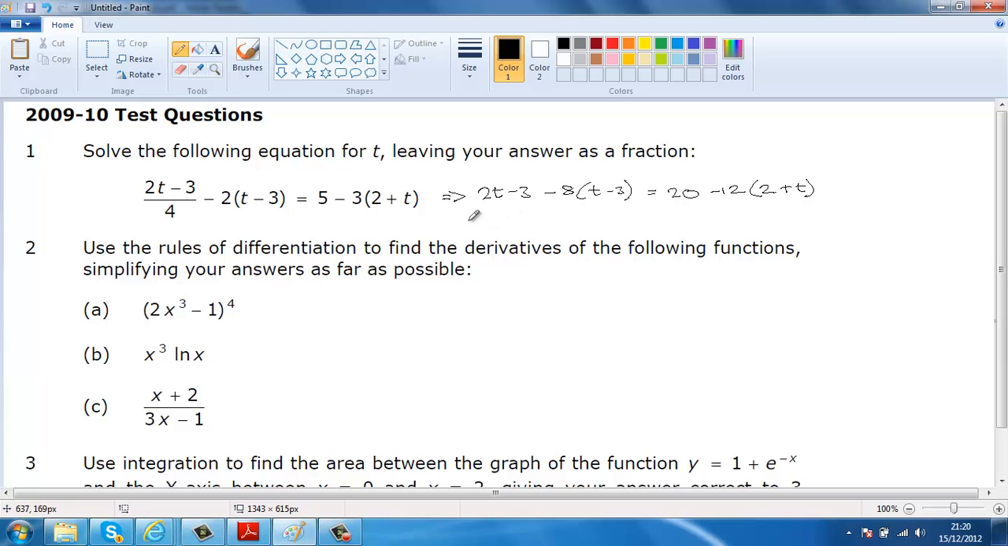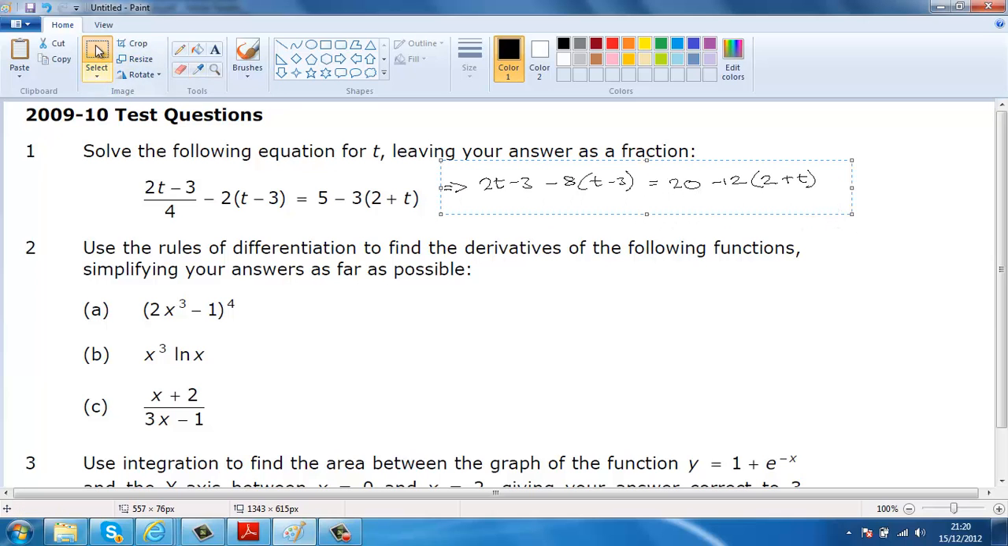Next we can remove the brackets and then gather the t terms on the left, everything else on the right. So first of all, expanding the brackets, we've got minus 8t, minus 8 times minus 3 is plus 24, and then minus 12 times 2 is minus 24, and then minus 12t.